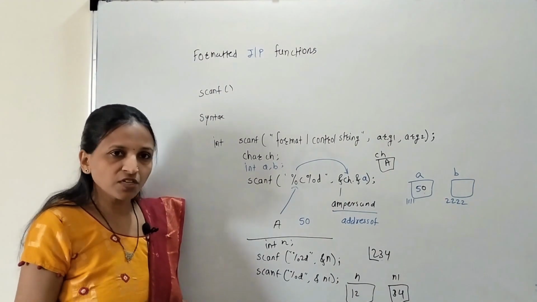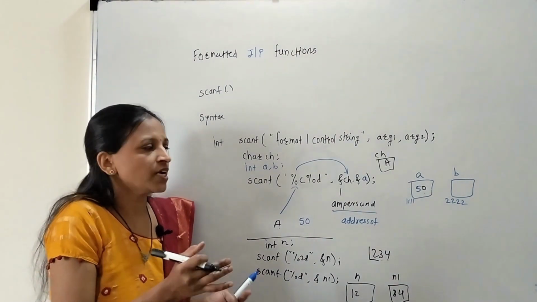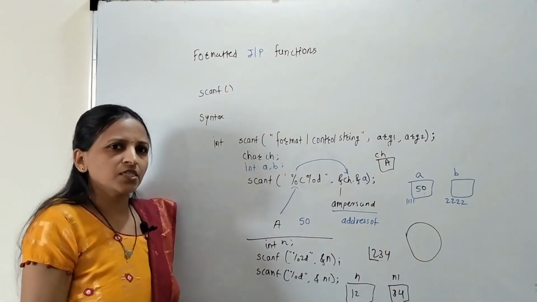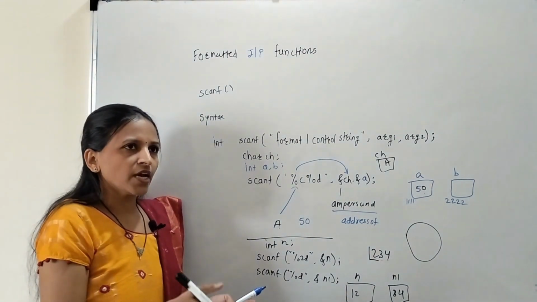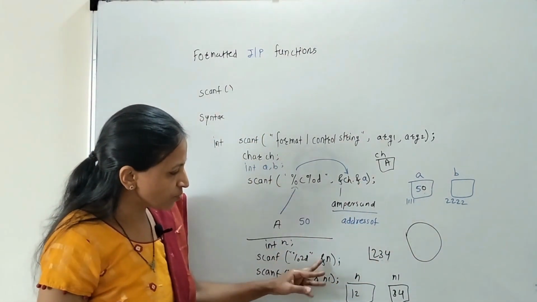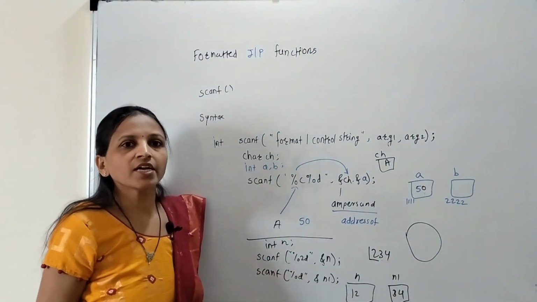How will this scanf work? First, whatever the user enters will get stored inside the input buffer. There is one input buffer, meaning some space inside memory. That first gets stored there, and then it will be fetched and stored at a particular location. In that way it will act.